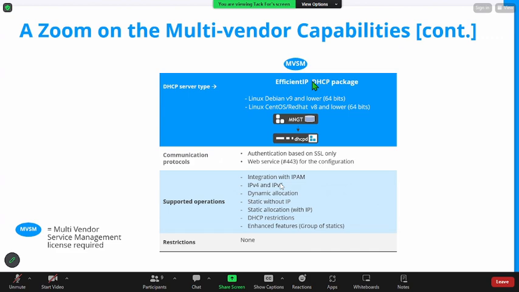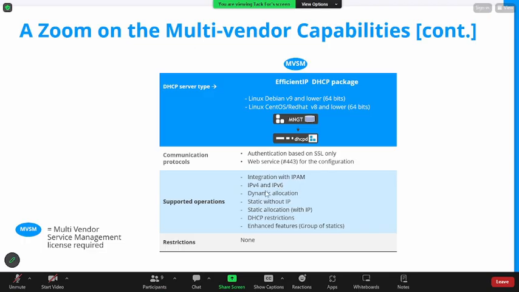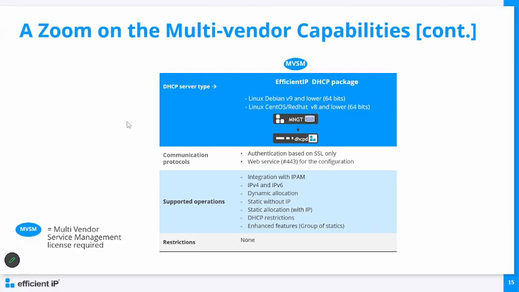You can also download the Efficient IP DHCP engine. You can download the installation packet of the Efficient IP DHCP engine, and then you can install it on your Linux server. If you do this, you can also manage the DHCP server from the management server. Okay, and there is no restriction.